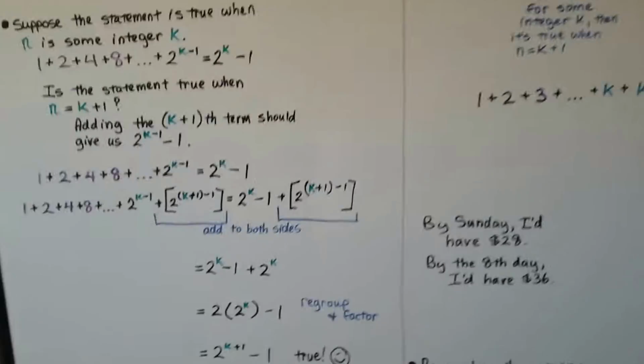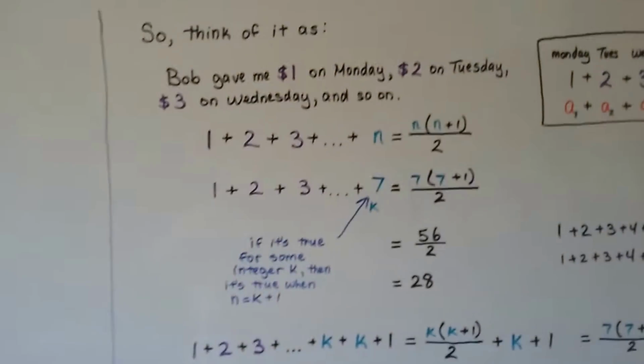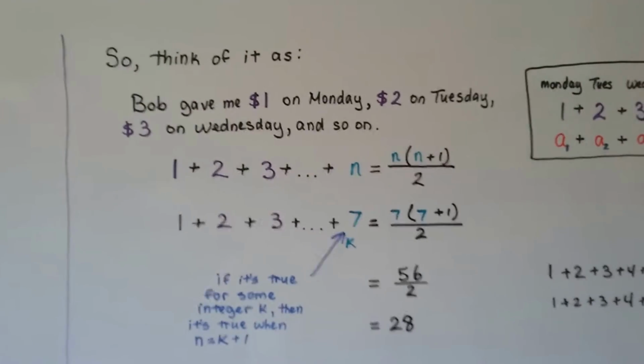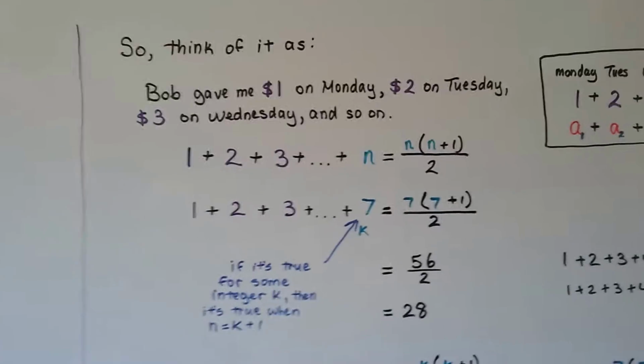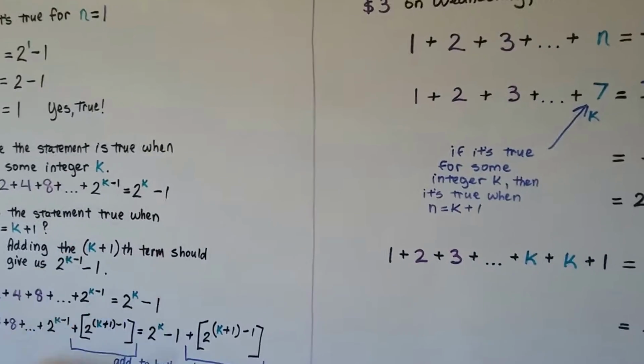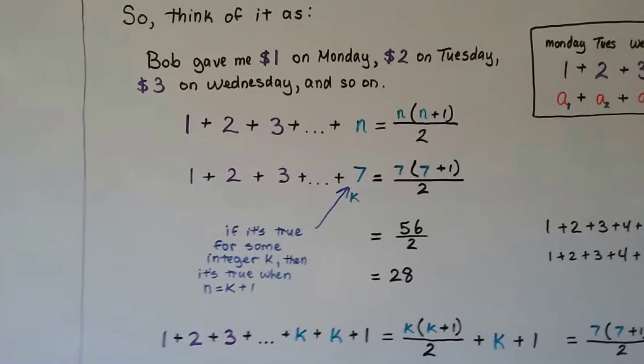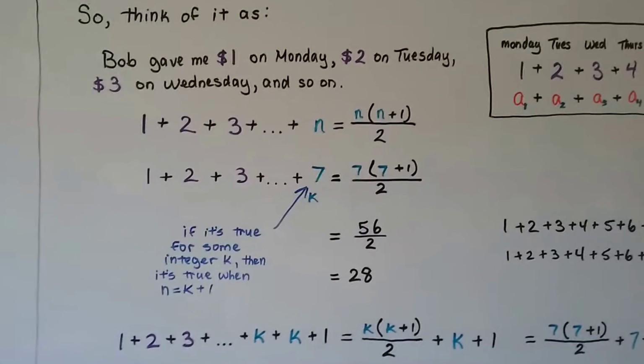So remember we were talking about Bob? I want you to think of it as Bob gave me $1 on Monday, $2 on Tuesday, $3 on Wednesday, and so on. You don't need any of this to figure out how much he gave me by Saturday or Sunday, do you? We could just add it up.